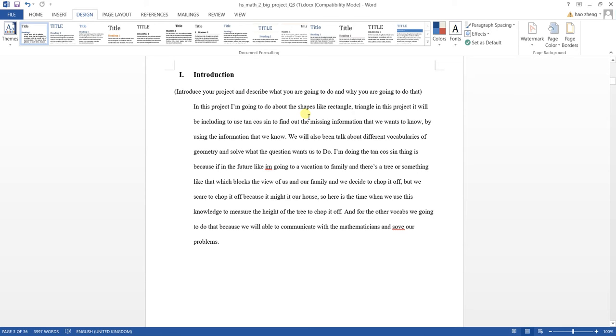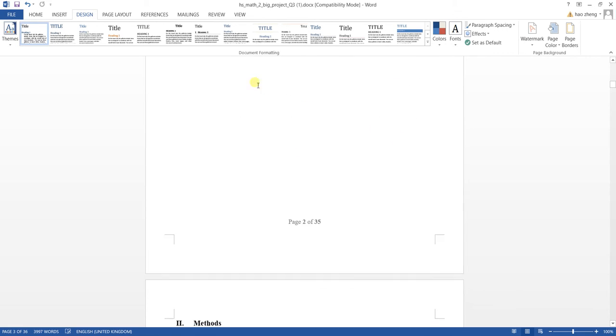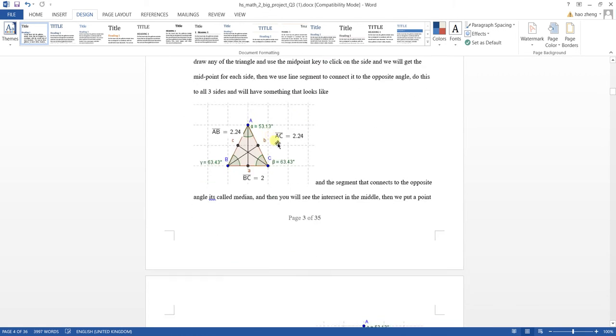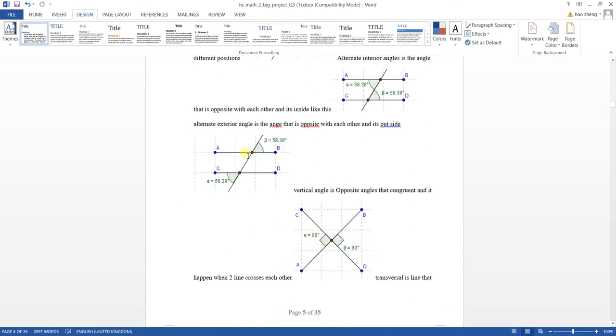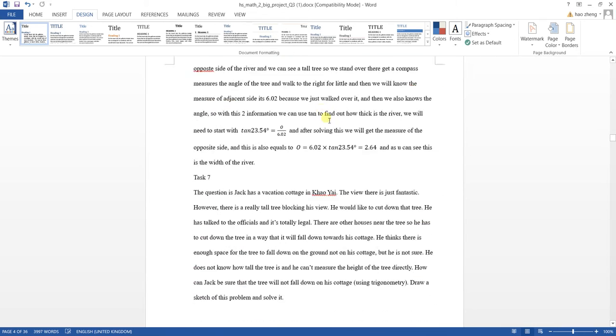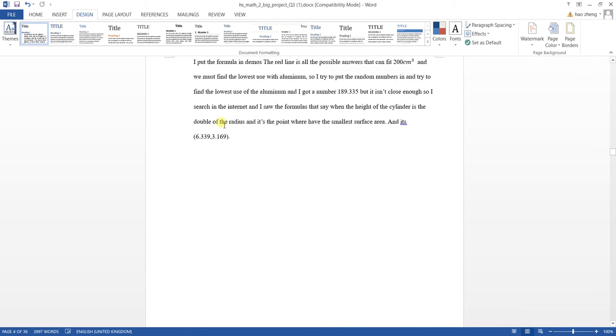In this project, we will be including tan, cosine, and other things to find missing sides, and things like vocabulary and finding volumes. Okay, so here's the method. The method is basically the same thing that I just did in the results and the task, just a summarized version of what I did.